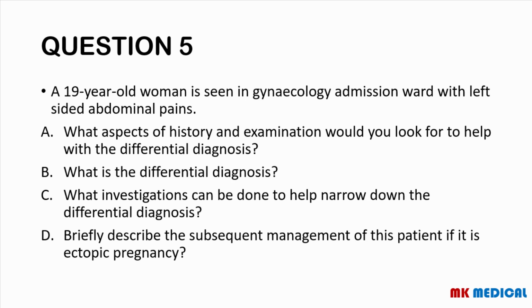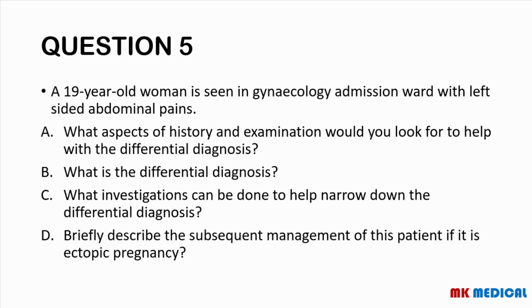Then what investigation can be done to help narrow down your differential diagnosis? So do a pregnancy test, Gravindex, or you can order for beta hCG. Do a pelvic as well as a transvaginal ultrasound. You can also do culdocentesis and a paracentesis. Then briefly describe the subsequent management of this patient if it is an ectopic pregnancy.